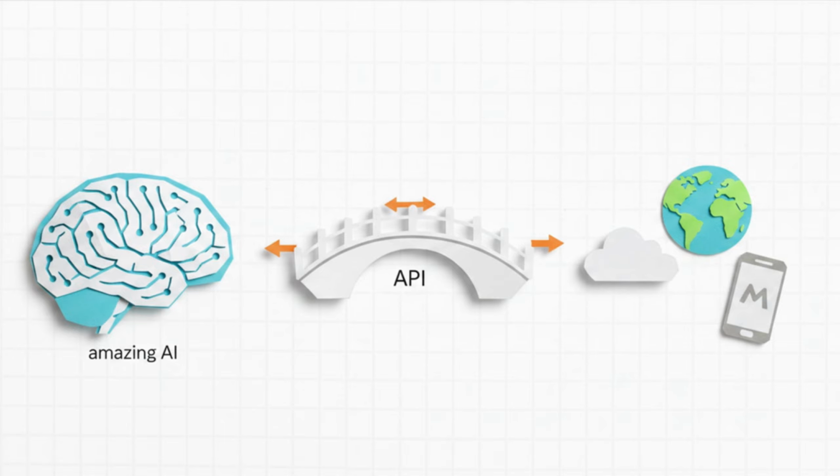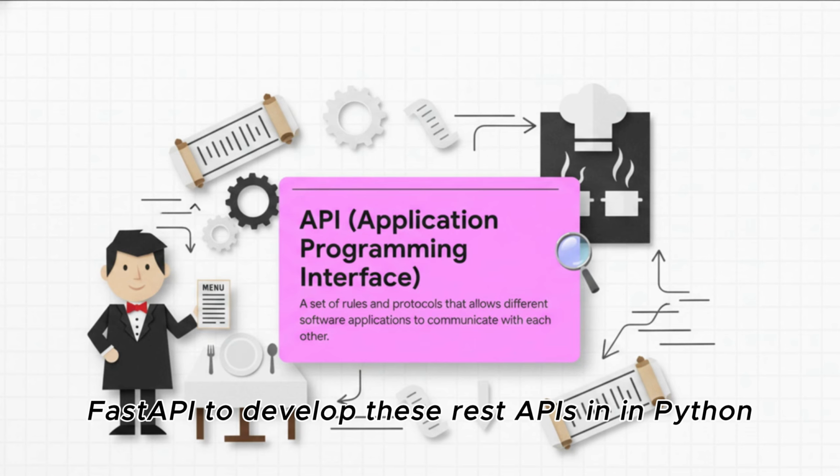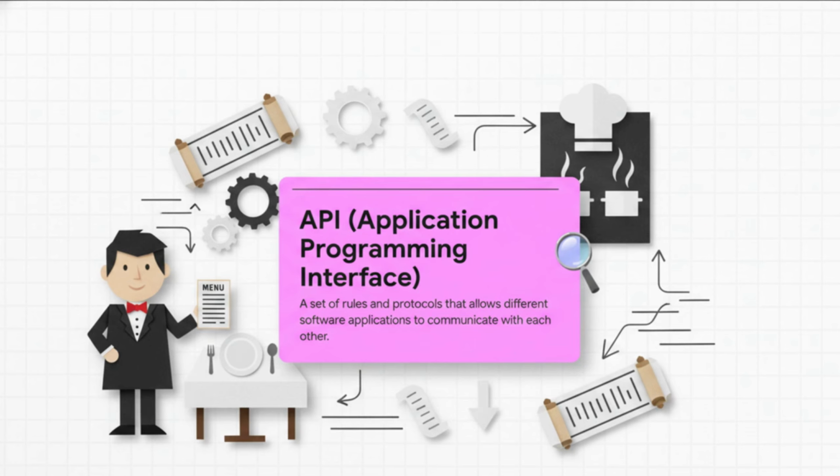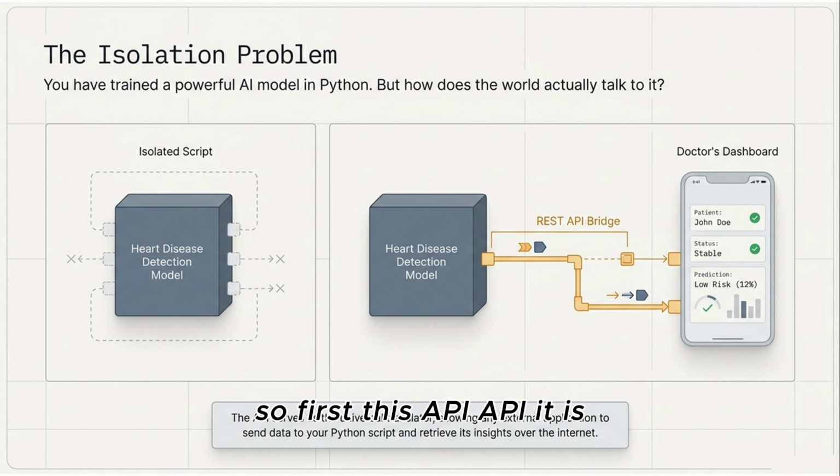Okay. So mainly we use FastAPI to develop these REST APIs in Python. So mainly what's the difference between REST APIs and FastAPI? REST API, first, API is a set of rules that allows one application to talk to another. So that is how one application and another application communicate using APIs.